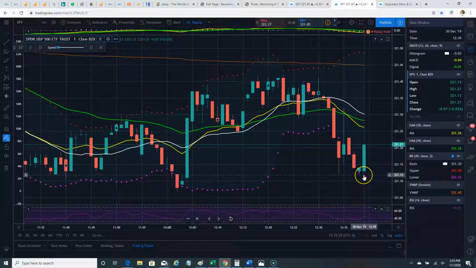How do I see 12:39? Look at the bottom here. Let me try to illustrate that. Can you read it?